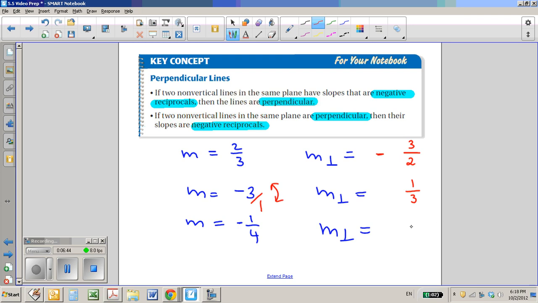Okay? So for the last one, I had a negative slope, so now my slope is going to be positive. I don't need the plus sign. However, I do need to do the reciprocal. So it's going to be a fraction, and instead of 1/4, it will be 4/1. So make sure that you can find opposite reciprocals in order to find equations of perpendicular lines.